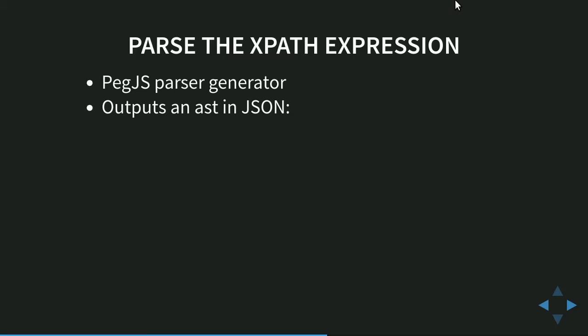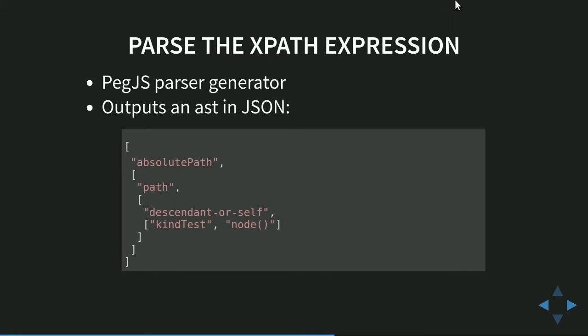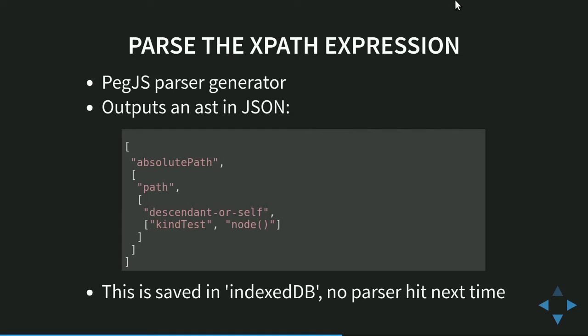We then output an AST, an abstract syntax tree. Since we began as a JavaScript editor, we do it in JSON. For instance, it looks like this. This is the equivalent of the //node XPath. So we can see the absolute path has a descendant-or-self axis, which contains a kind test, which is node. We interpret it, and we transfer it to JavaScript objects.